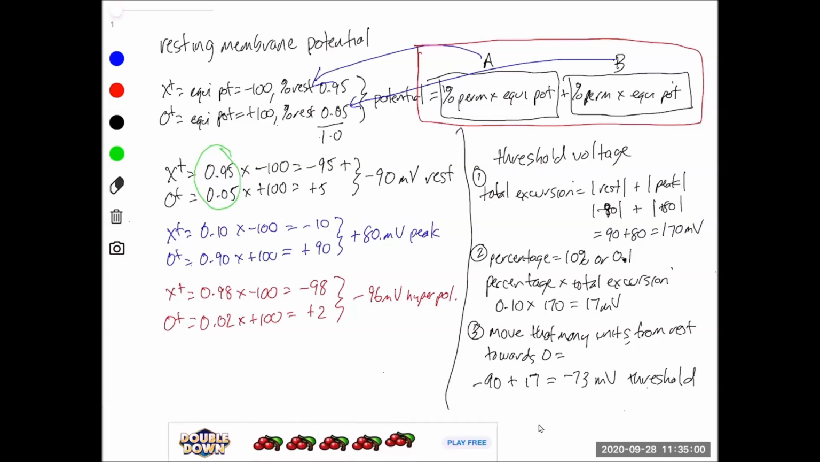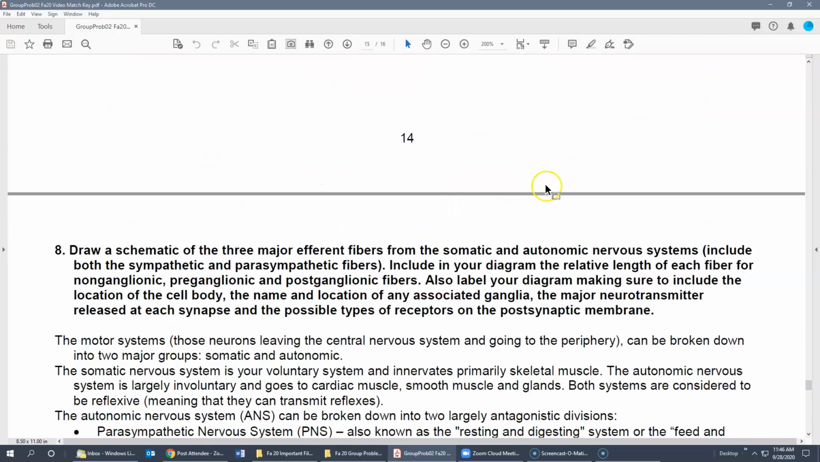Then I start at rest and move that many units towards 0. In this case, I start at minus 90. That was my rest, right? So if you look up here, there's my rest right here, minus 90. And so I add the 17. That's from here. This is from that. And I get minus 73 millivolts. That's my threshold. So we'll look at some other components of that as well. But that's the way to do the math portion of the action potential problem.